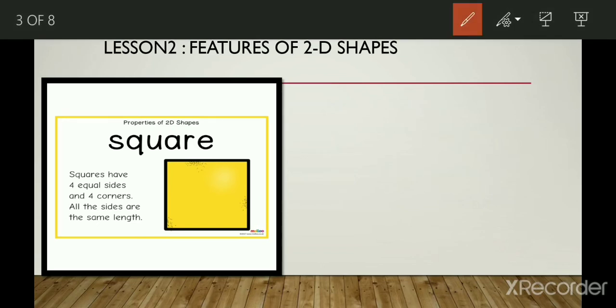So in this square we can easily draw a diagonal. Let us draw it. Lines joining the opposite corners. So this and this are the opposite corners. So when we join these two opposite corners with the help of a line, this is called a diagonal.